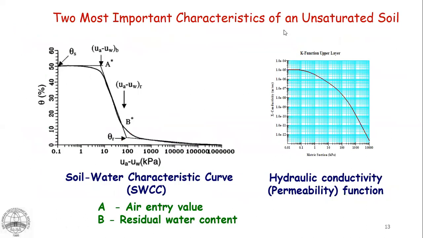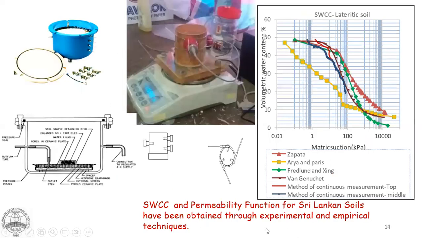Two most important characteristics in this modeling process of infiltration are the soil water characteristic curve, showing how the matric suction will vary with the volumetric water content, and how the permeability will vary with the matric suction. We have established these relationships for different types of Sri Lankan soils using experimental procedures like the method of continuous measurement and the pressure plate apparatus.